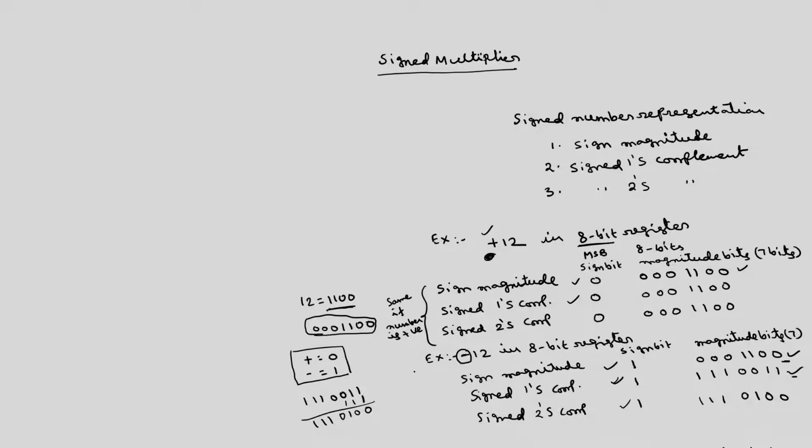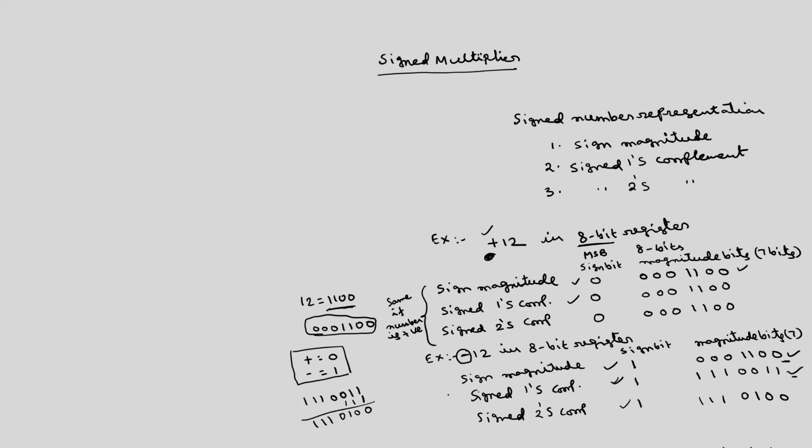So, in order to represent the negative numbers, we have three representations. In signed magnitude representation, sign bit is 1 and magnitude bits are simply the 7 bit equivalent in this case of 12. In signed ones complement representation, we have the sign bit as 1 and magnitude bits will be the ones complement of the magnitude bits of signed magnitude representation. And in signed twos complement representation, sign bit is 1 and the magnitude bits are the twos complement of the magnitude bits of the signed magnitude representation.